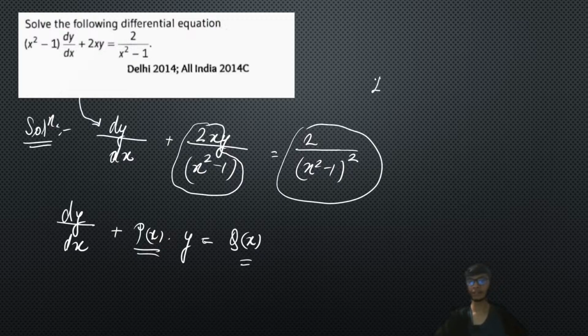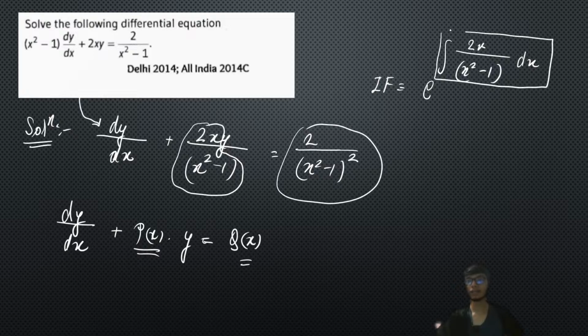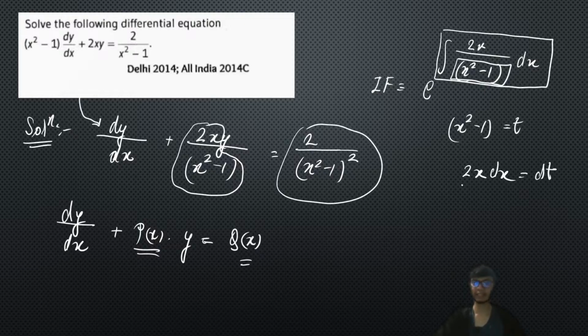From here, we just need to calculate the integrating factor. The integrating factor is e raised to the power integration of 2x divided by x square minus 1, which is very simple. You just assume the denominator as some t, so the numerator is going to be the dt part. From here you get 2x dx is equal to dt, so we solve this integration by substitution. Ultimately the integrating factor is going to be e raised to natural log of x square minus 1. Again we ignore the constant because I have told you that we apply the constant at the end, right?